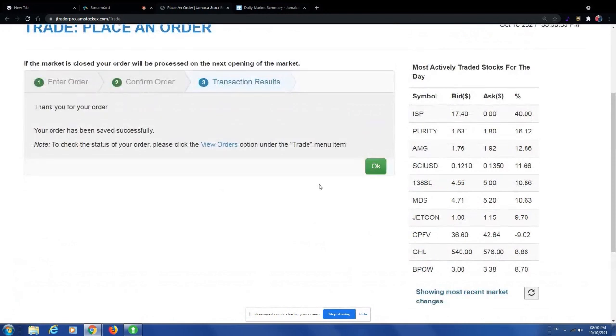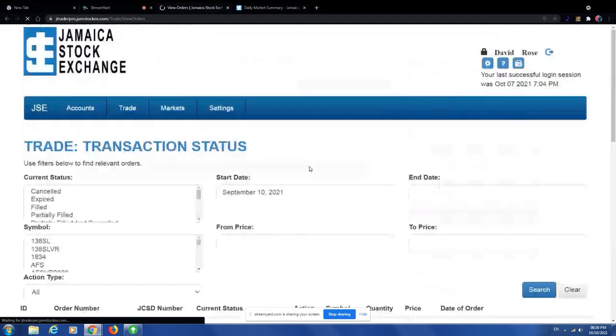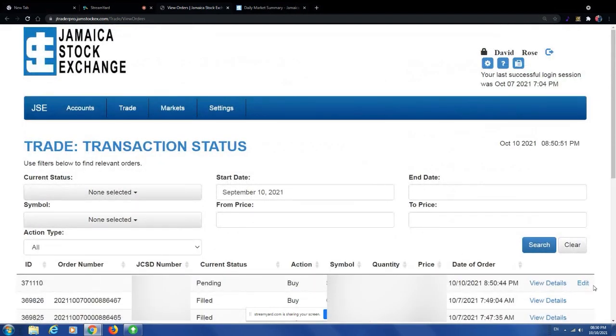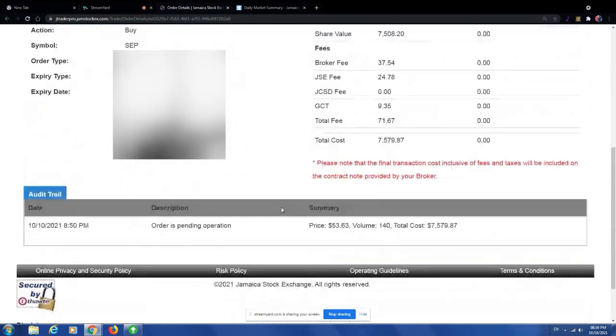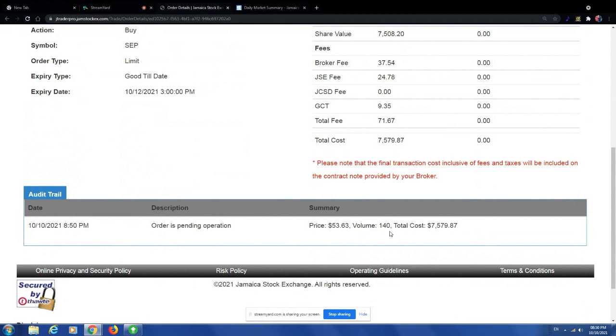And it tells you in the view order section that you're able to actually check what's going on with your orders. So I'm going to view orders. It tells me that it's pending. So when I go to view details, and the details on the left, they're blurred out. It tells you the order's pending operation, the volume, the total cost, and everything. It lets traders actually see how many units of your stock were filled at this particular price.